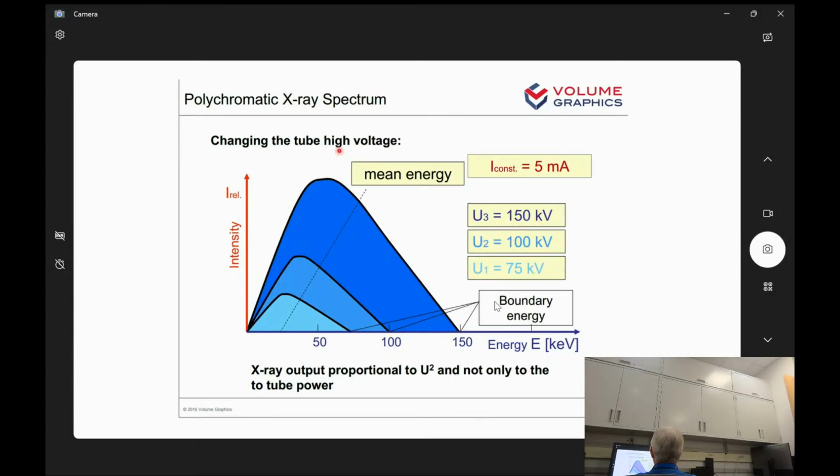Changing the tube high voltage, keeping the current the same, now the X-ray output is proportional to the current, to the potential squared, and not only to the tube power. Again, Edison effect. So anytime we increase that boundary energy at the same overall current, we're going to drastically increase the amount of electrons being produced and thus X-rays.